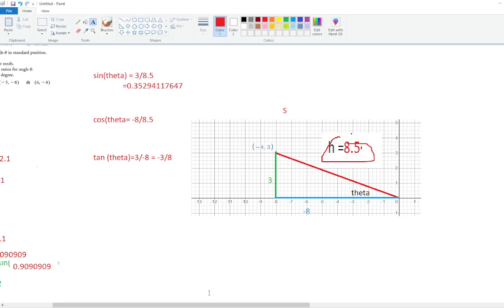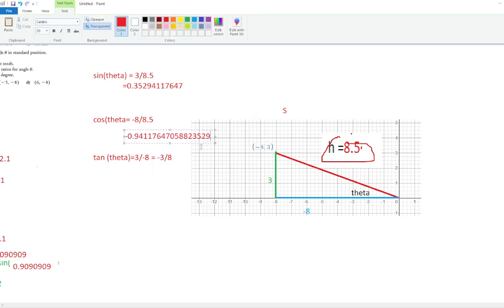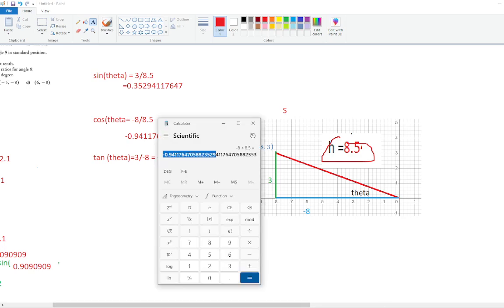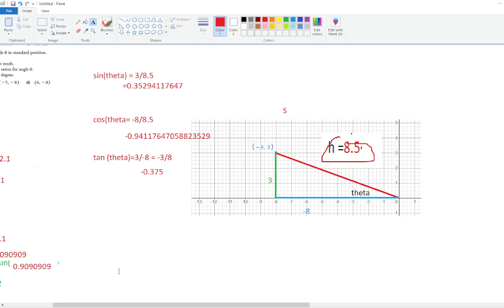But really, the fractions are nicer. Here you'd have to take -8 and divide it by 8.5. And you get this. And then, you'd get -3 over 8. And you get this. Notice cosine and tan are negative and sine is positive. You can take any one of these to figure it out.